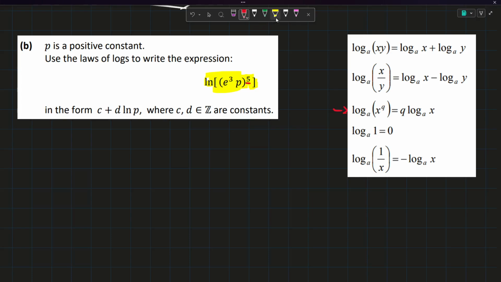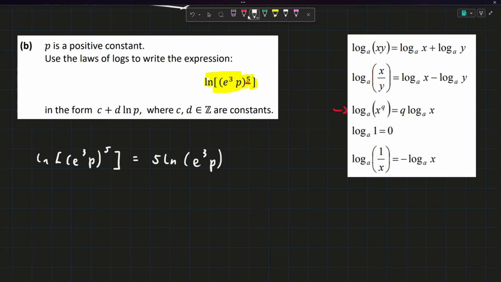You can see that the power of 5 here is on the entire thing inside the log, so that's why we can do that. So ln of e cubed p to the power of 5, we can write that as 5 ln, and then we'll have e cubed p. We want it in the form c plus d ln p.